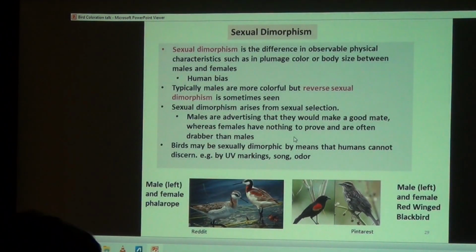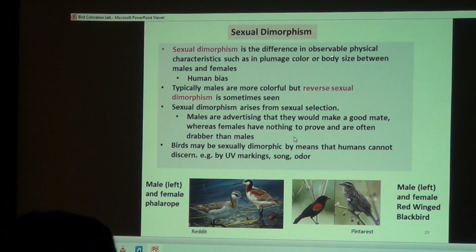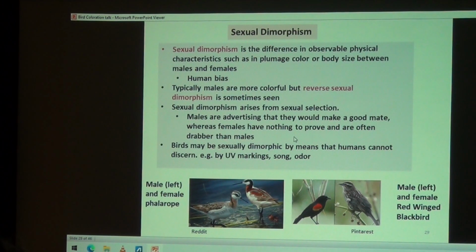This is the last slide. Sexual dimorphism. The term, as it has been used, has a human bias and also has a visual bias, because typically what we meant when we said sexual dimorphism is a difference in observable characteristics such as plumage color or body size between males and females. Now, to birds themselves, there has to be sexual dimorphism of some kind in their world, because they have to be able to tell apart males and females.